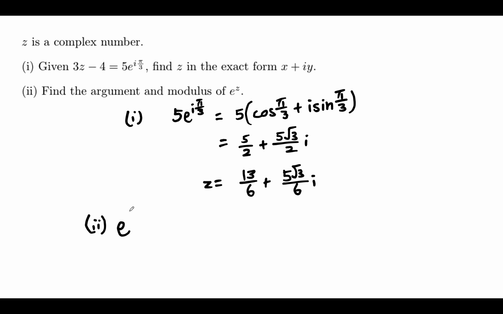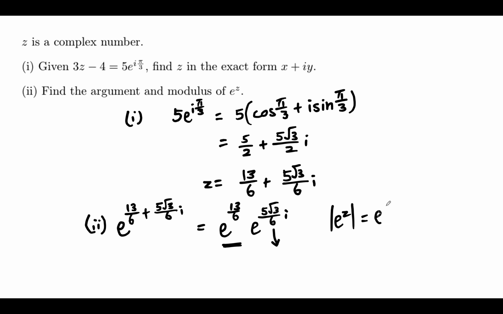We write z in its rectangular form from the first part. Right, so we get this, and then we can split up the exponents here as such. Right, so this is actually equal to our r, our modulus, and this term over here, 5 root 3 over 6, is equal to our argument. So we write it as follows. The modulus equals e to the power of 13 over 6, and the argument of e to the z is equal to 5 root 3 over 6.